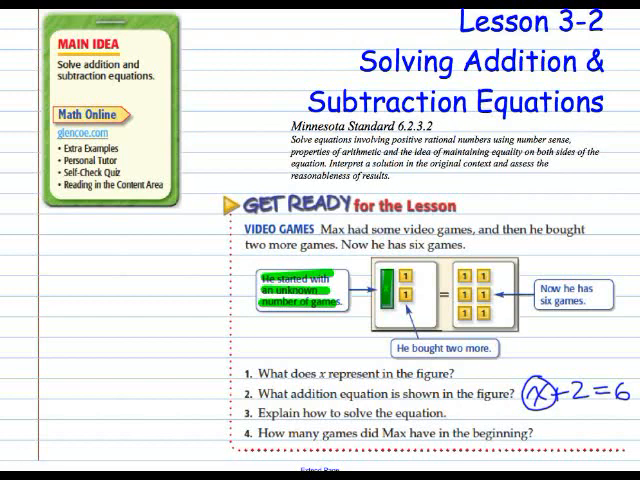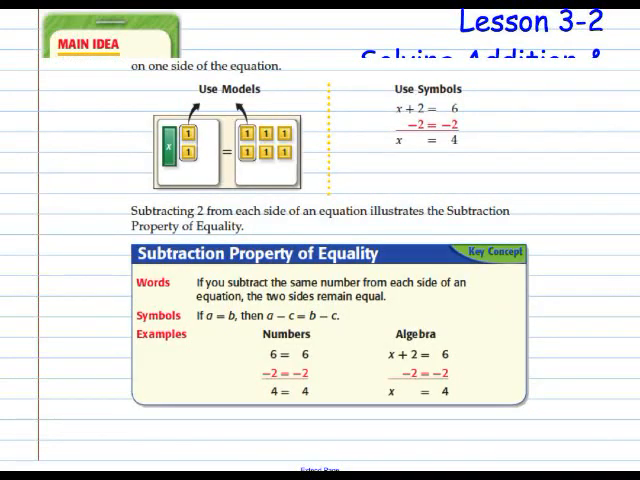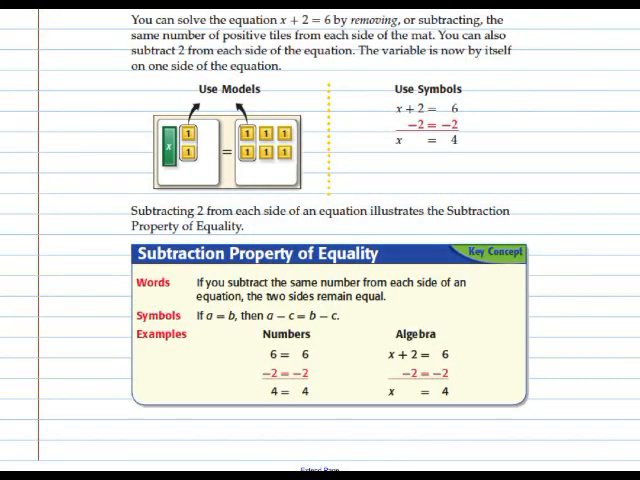Well, if we do a little experimenting, a little substitution, we can see that Max actually had 4 games, because 4 plus 2 equals 6. You can solve the equation x plus 2 equals 6 by removing or subtracting the same number of positive tiles from each side of the mat. You can also subtract 2 from each side of the equation.